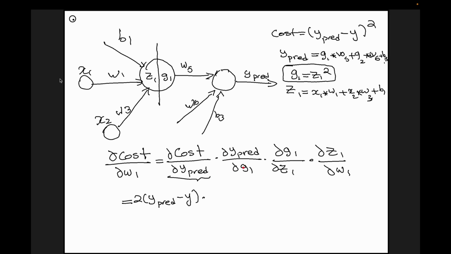The partial derivative of y prediction over G1: here we have the formula, as you can see, and that is easily W5. The other parts of it are just linear, so we just write W5. The partial derivative of G1 with respect to Z1 is 2Z1. It's a quadratic function, so 2Z1. Then the partial derivative of Z1 with respect to W1 is simply X1. So we just plug in numbers.